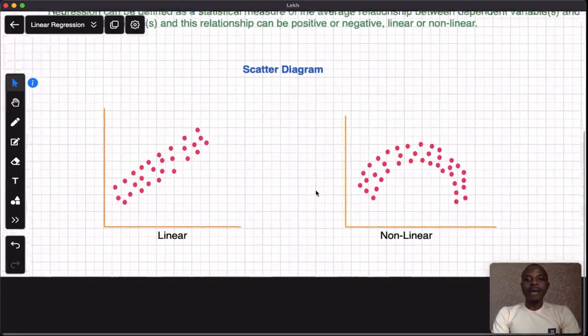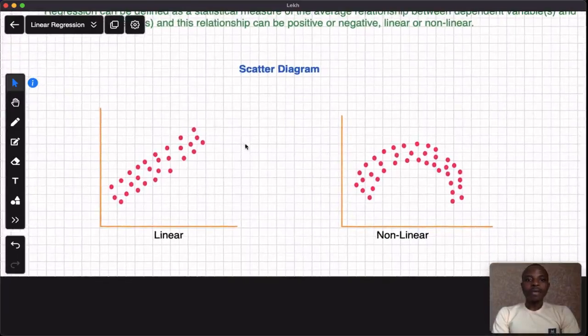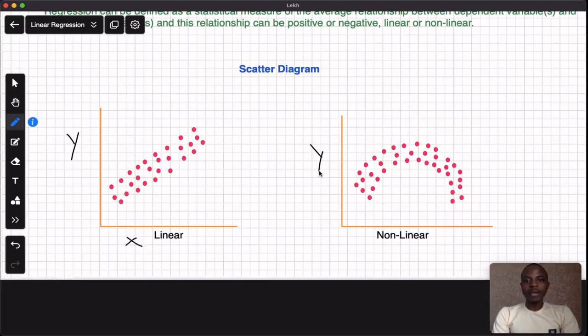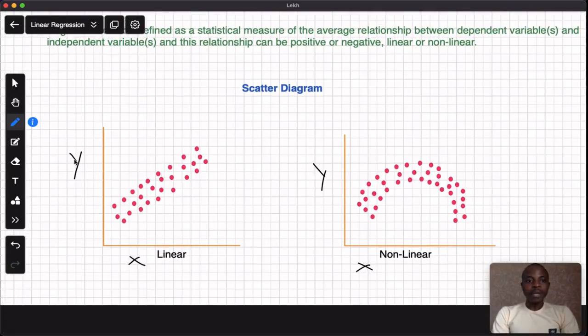Now, when you have a data set and you plot it, maybe you collected data and you plot the data for two variables now, x and y. You should know already that you have y here, and this is x. Assuming you plot the graph of y and x here, and you are having something that looks like a straight line, then it means the relationship between them is linear. That's why it's looking like a straight line.